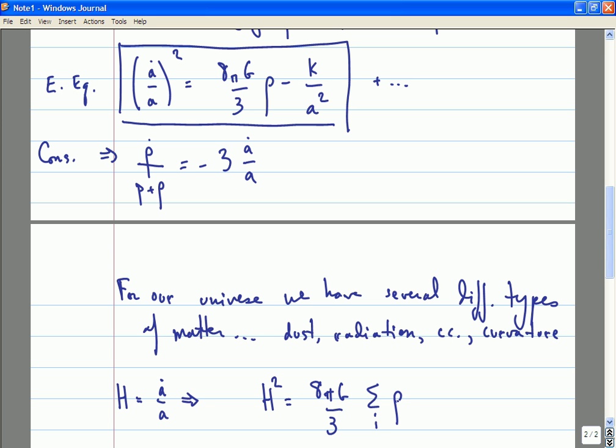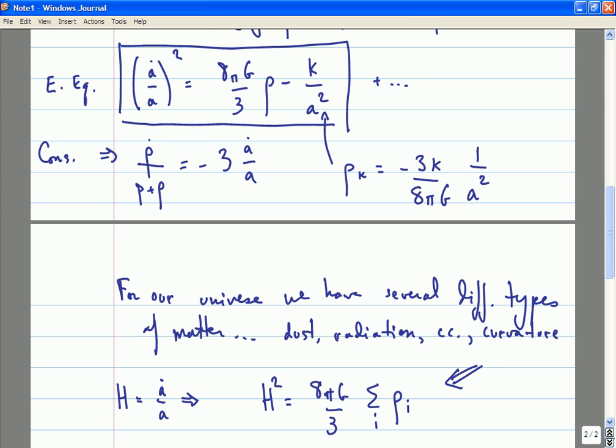of rho i. Here I'm thinking of curvature, so I'm thinking of this curvature term here as another sort of matter. So I could define rho sub k to be equal to minus 3k over 8 pi G times 1 over a squared. And then I could just treat curvature as another sort of matter in the sense that it appears as a source term on the right-hand side of Friedmann's equation, which governs the evolution of the scale factor a through its dependence on this Hubble parameter H.